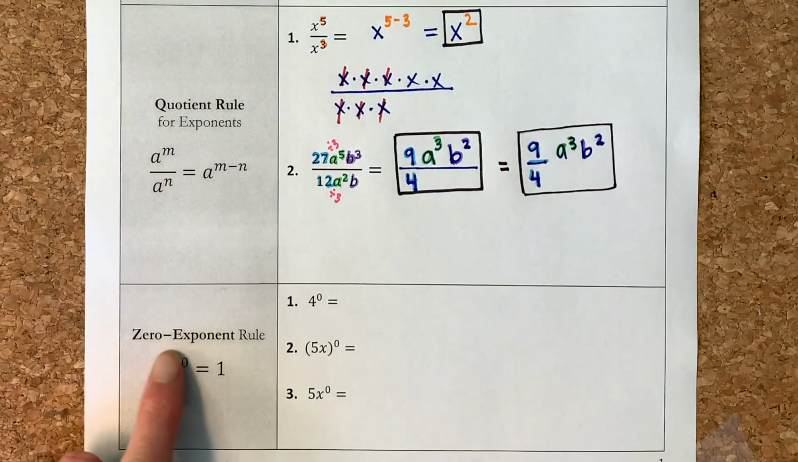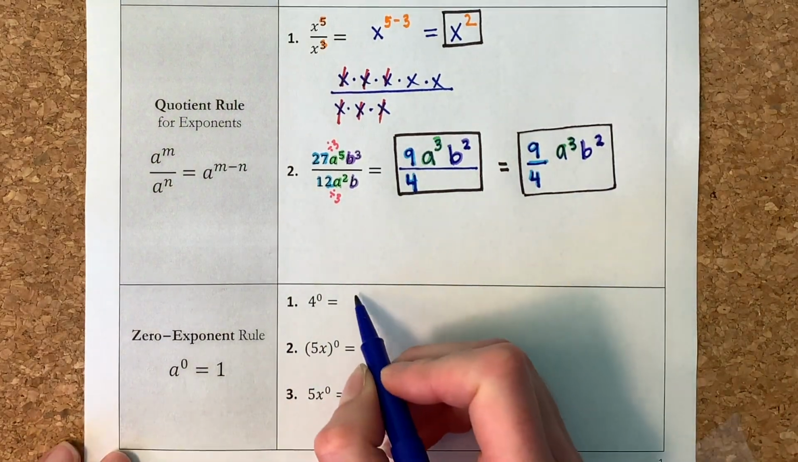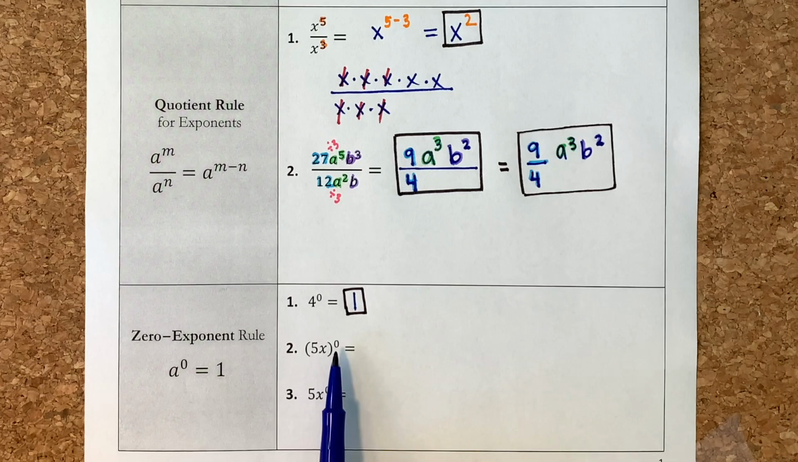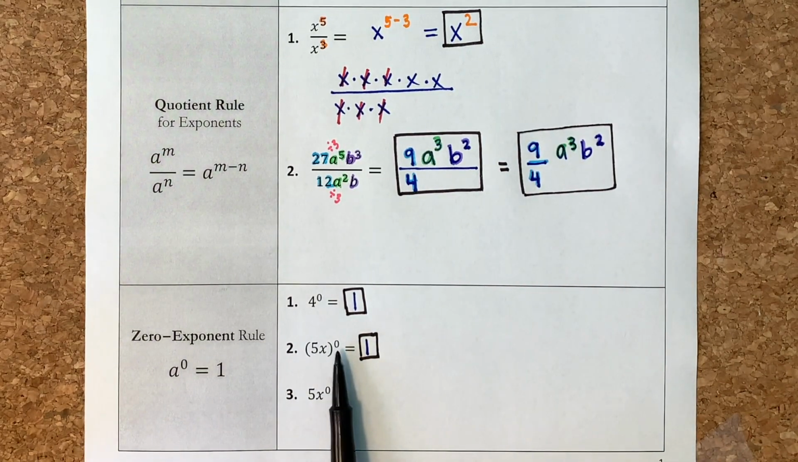Next, let's review the zero exponent rule. The zero exponent rule says anytime you raise a quantity to the zero exponent, you get 1. So 4 to the 0 is 1. The quantity 5x raised to the 0 is 1. Notice here the zero exponent applies to this entire quantity. So if you're raising an entire quantity to 0, you get 1.